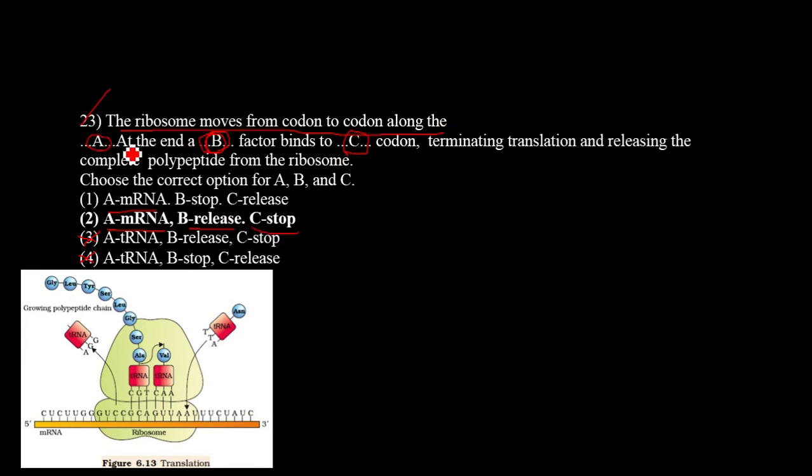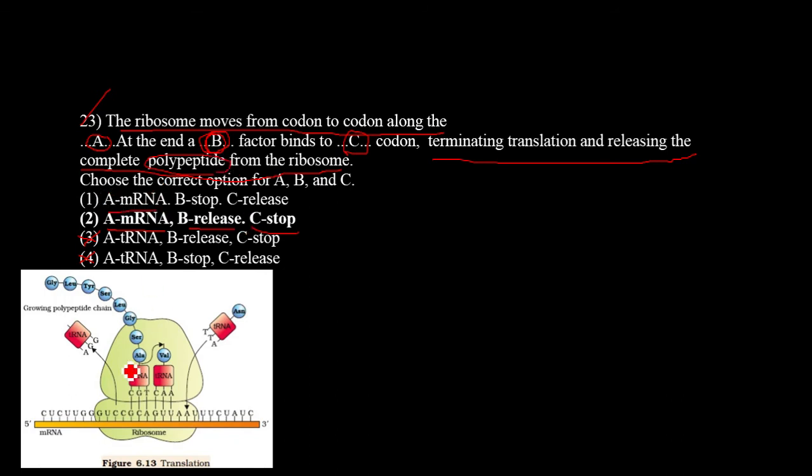Once I will read the total statement. The ribosome moves from codon to codon along the mRNA. At the end, a release factor binds to the stop codon, which terminates translation and releases the complete polypeptide from the ribosome. Polypeptide here is the newly formed protein.